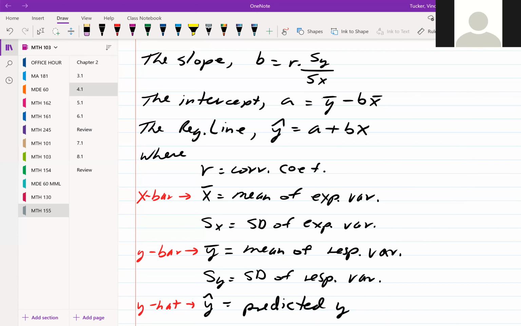What does Y hat say again? Predicted Y. Thank you. Where it says Y bar, and then it says Y bar equals the mean of what? Response variable. Okay, thanks.